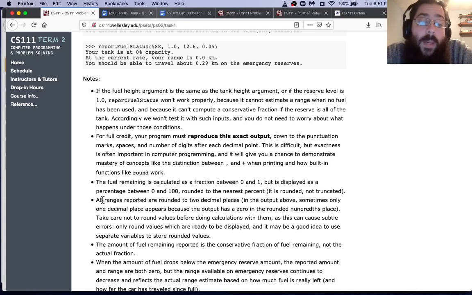Next note. All ranges reported are rounded to 2 decimal places. Some of the things I talked about only had 1 decimal place. That's because they had an even number after that. But the rounding that we'll do is to 2 decimal places.